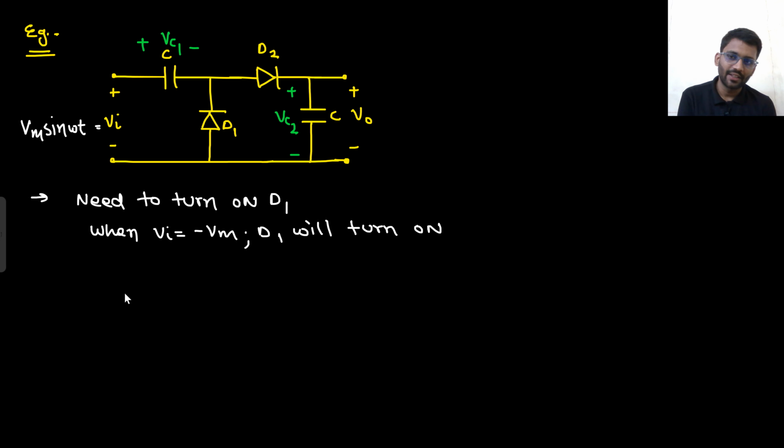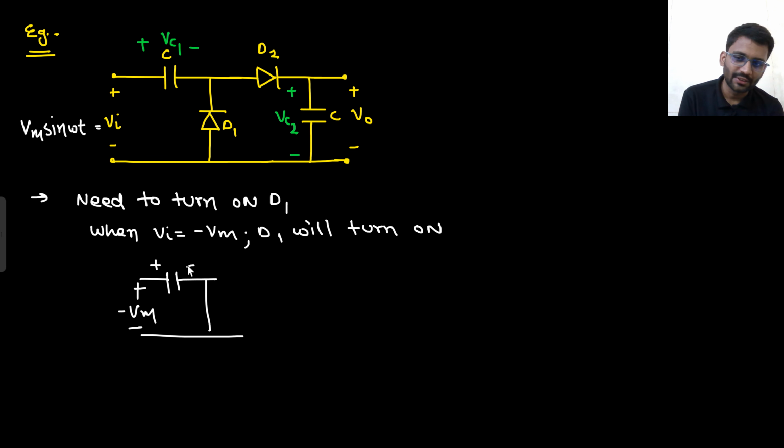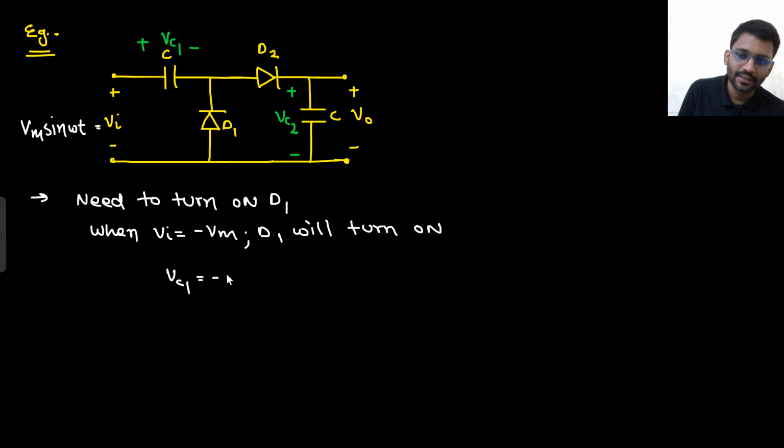If it is turned on, when Vin is equal to minus Vm, this is capacitor C, here minus Vm is applied. So this capacitor will be charged to minus Vm. That means in the opposite direction, it will be charged to Vm. So Vc1 will be minus Vm. That is its steady state voltage.